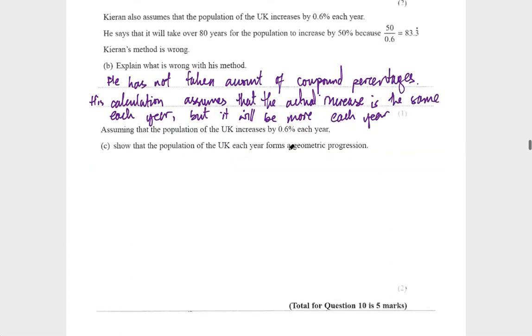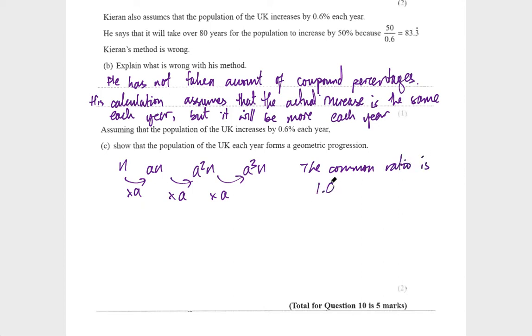Assuming that the population of the UK increases by 0.6% each year, back to the original assumption, show that the population of the UK each year forms a geometric progression. So a geometric progression is one in which you're multiplying by the same thing each time to get from term to term, so that you end up with a progression that is always multiplied by the same thing. So there's a common ratio in that progression. So we could write that either as the common ratio is 1.006. That would show that it was a geometric progression.